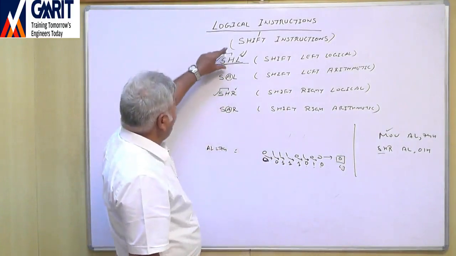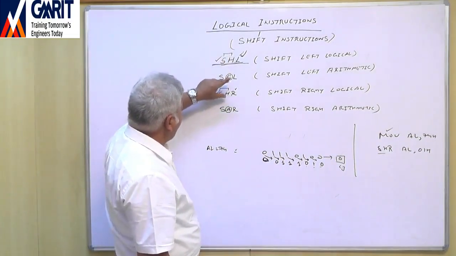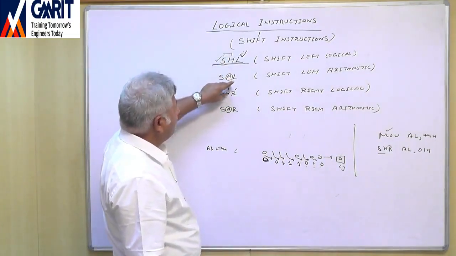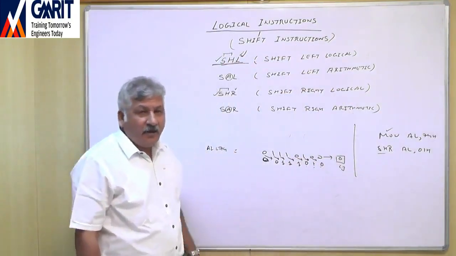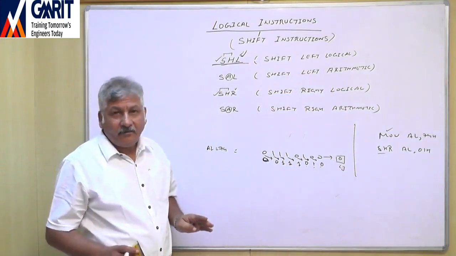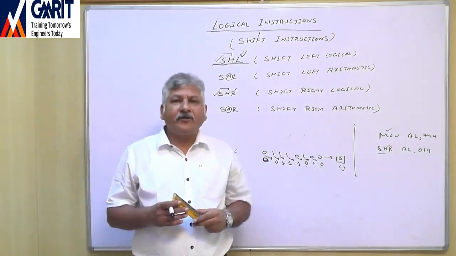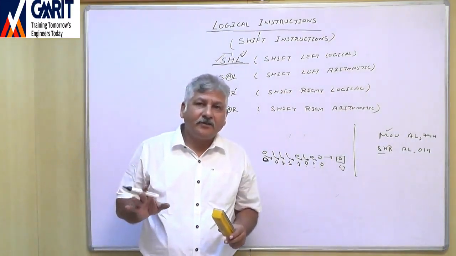So in case of SHL and SHR, that is shift left logical and shift right logical, numbers will be shifted and the vacant bit position will always be filled by 0.